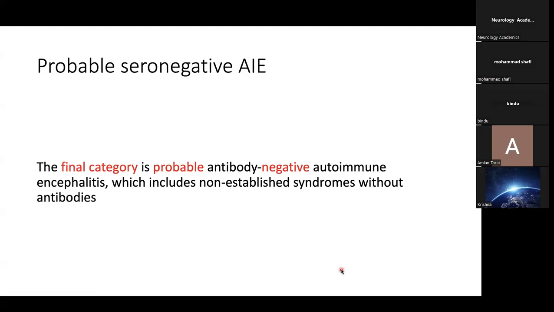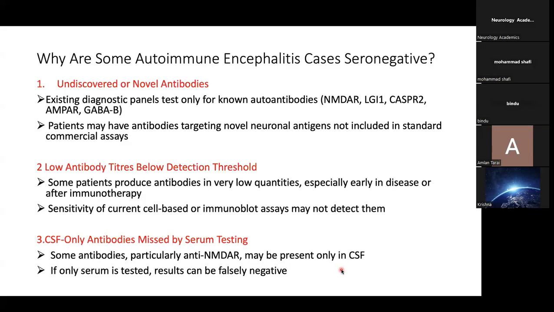Now come to the probable seronegative autoimmune encephalitis. The first reason is that we may not have discovered a novel antibody. The diagnostic panel tests only the known antibodies like NMDA, LGI1, Caspr2, AMPA, and GABA, and the patient may have an antibody targeting a novel neuronal antigen not included in the standard commercial assay.